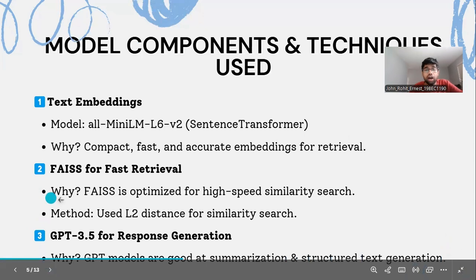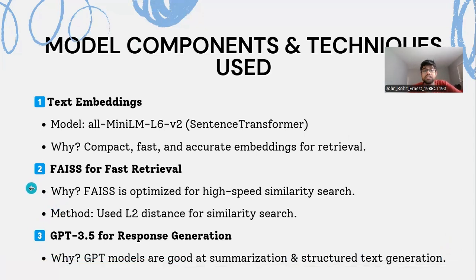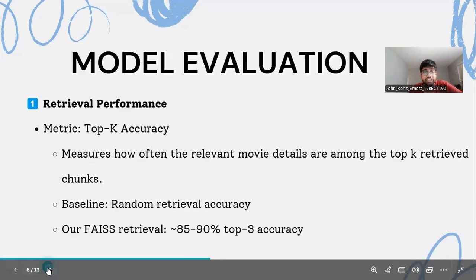For model components and techniques, for text embeddings we use Sentence Transformer because it's compact and fast. For fast retrieval or sentence similarity search, we use FAISS, which is optimized for that as well. Then we use GPT 3.5 for response generation.